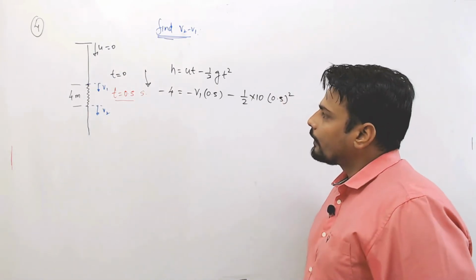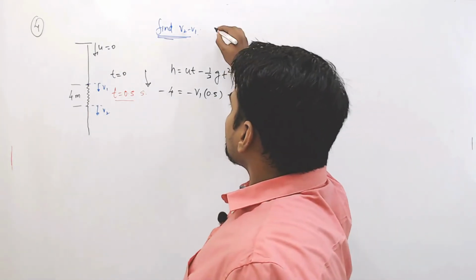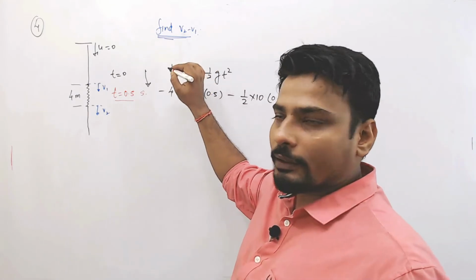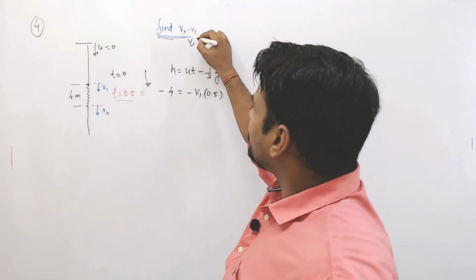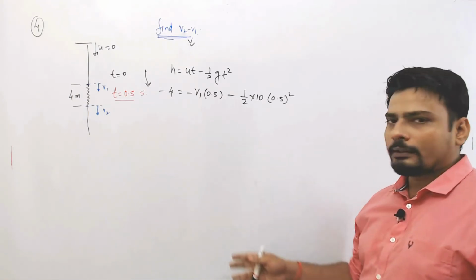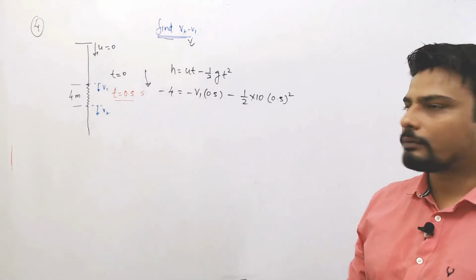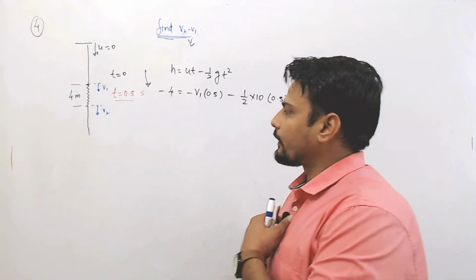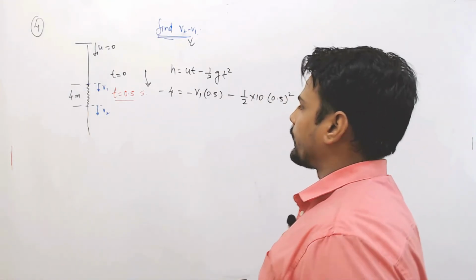But what is the question asking from you? They're not asking you the value of V1 and V2 individually. Rather, they're asking you the value of the difference of V1 and V2. So is it a good way of going about it? I would say no. Then what is the easy and right way of doing it?